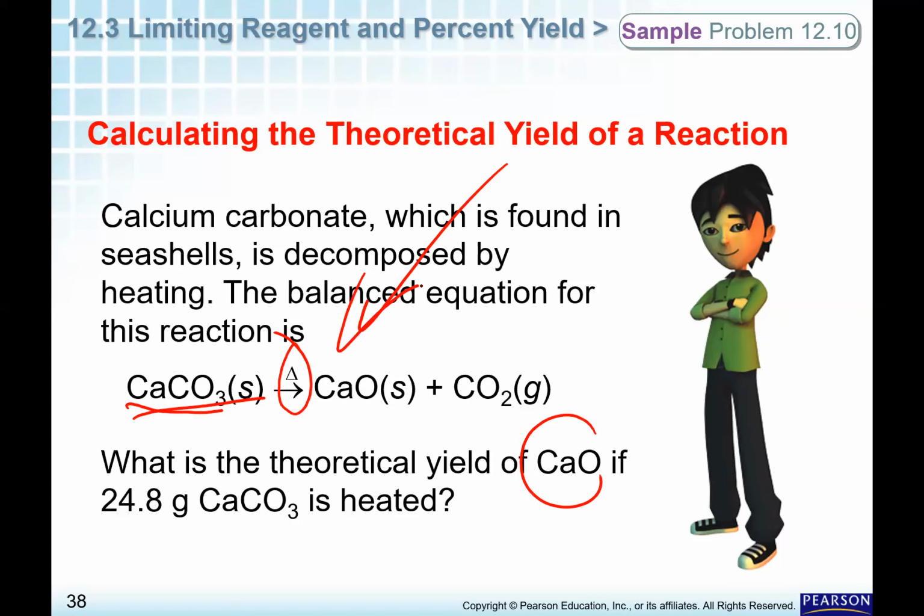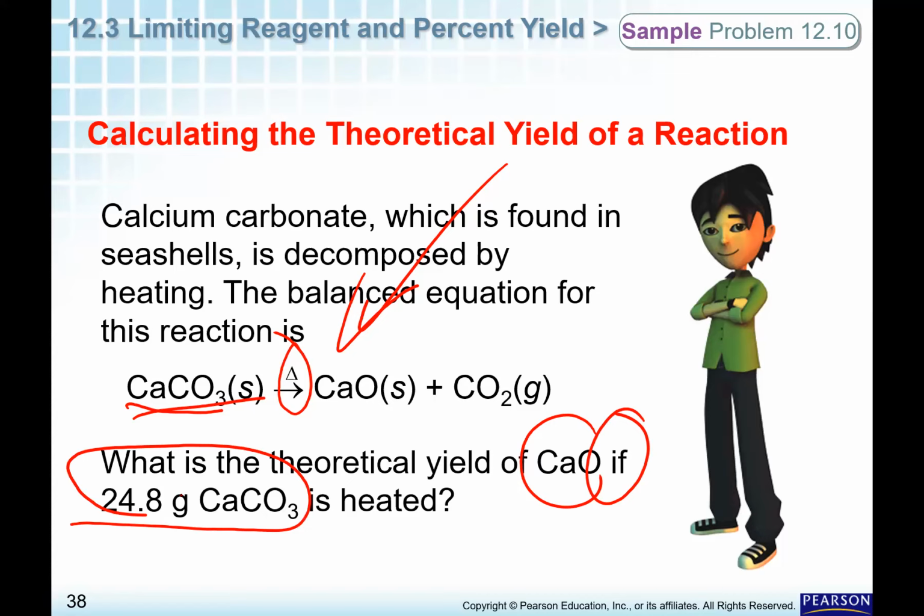But in some other examples, some of them you're going to see today in the homework, which I will upload this afternoon, so you can solve it over the weekend, you will see that sometimes it doesn't say what is the theoretical yield. It will say what is the maximum number of grams produced. Okay, what is the theoretical yield if we have 24.8 grams of calcium carbonate?